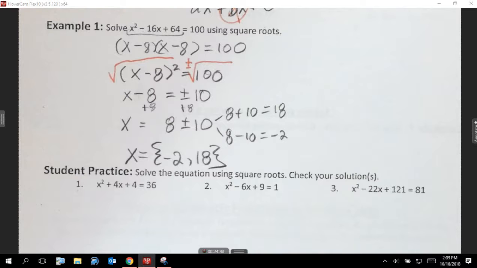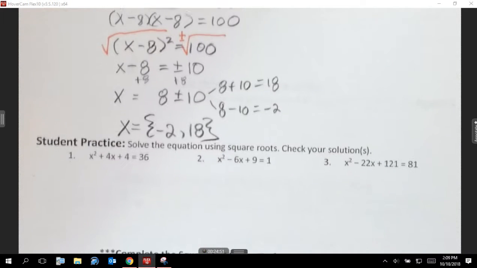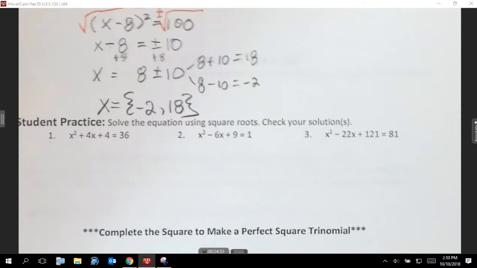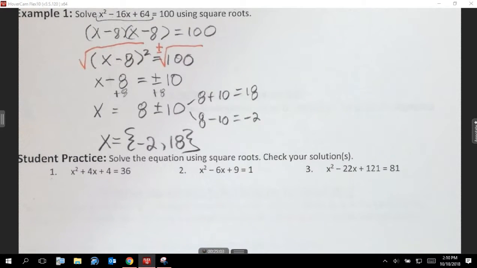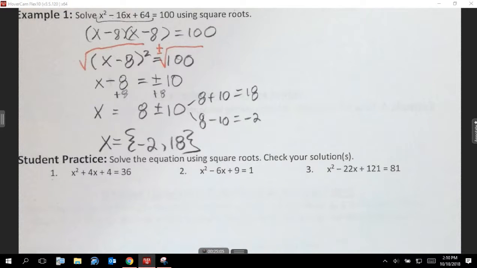What I want you to do is numbers 1, 2, and 3. Pick one and try it. If you're super fast, you can try more than one. I'll put the answers up in a moment. But at least one, and try it. See if you can combine the two things we've been doing. Follow the steps I just did. Pick 1, 2, or 3. Pick the easiest one. Pick the hardest one. Try one.